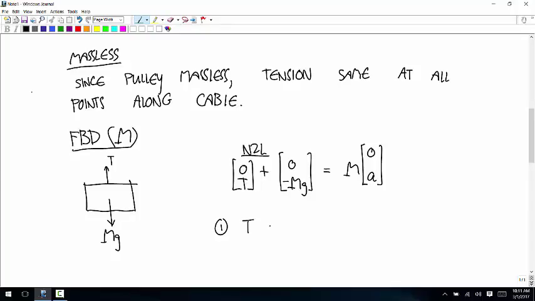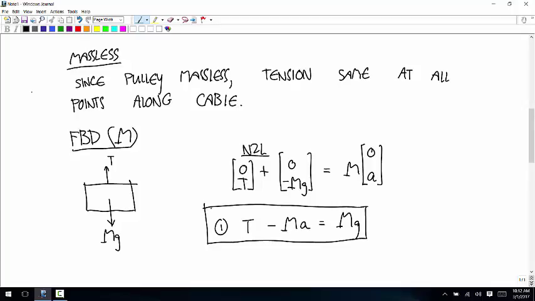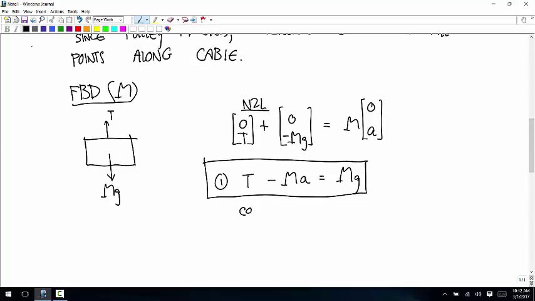It says T minus MA is equal to big MG. So those are all big M's in that. What are the constants and what are the variables? The constants here are big M and G. Variables are T and A. And so we have one useful equation, two variables. Can't solve.